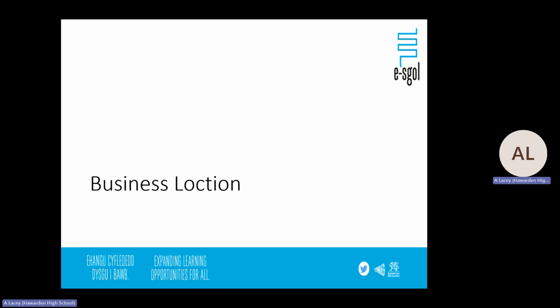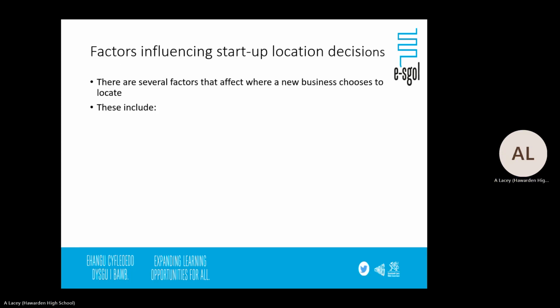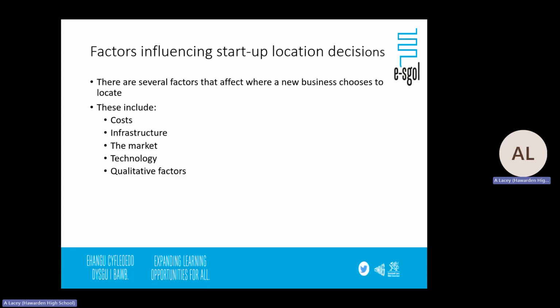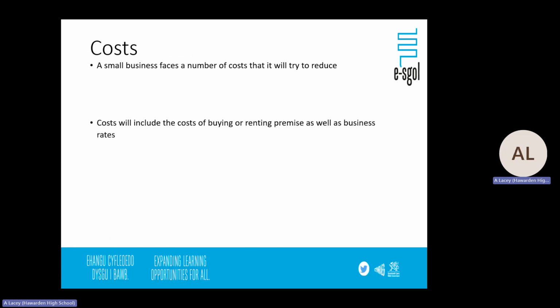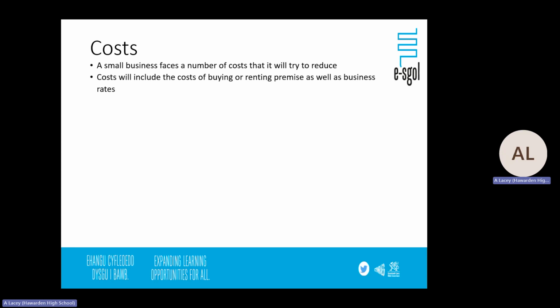We'll have a little look at business location now, and the factors influencing start-up location decisions. Several factors will affect where a new business chooses to locate, and these are things like cost, infrastructure, the market, technology, and qualitative factors. Costs: a small business faces a number of costs that it will try to reduce, including the costs of buying or renting premises as well as business rates.